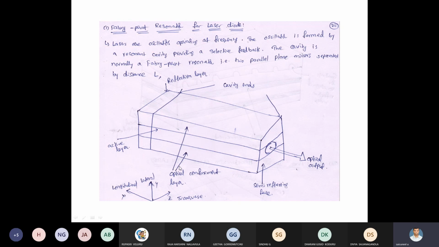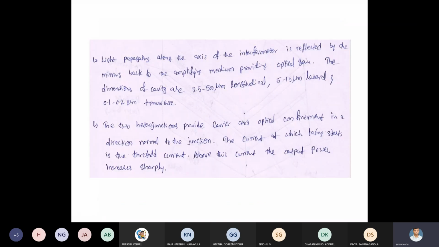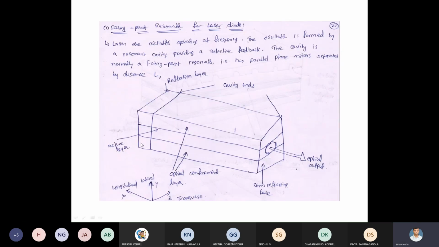Here, what are the lengths of the longitudinal, lateral and transverse walls in a Fabry-Perot resonator for a laser diode? The dimensions of this cavity are 25 to 500 micrometers longitudinal, 5 to 15 micrometers lateral, and 0.1 to 0.2 micrometers transverse. That is the dimensions: the longitudinal, the lateral, and the transverse.